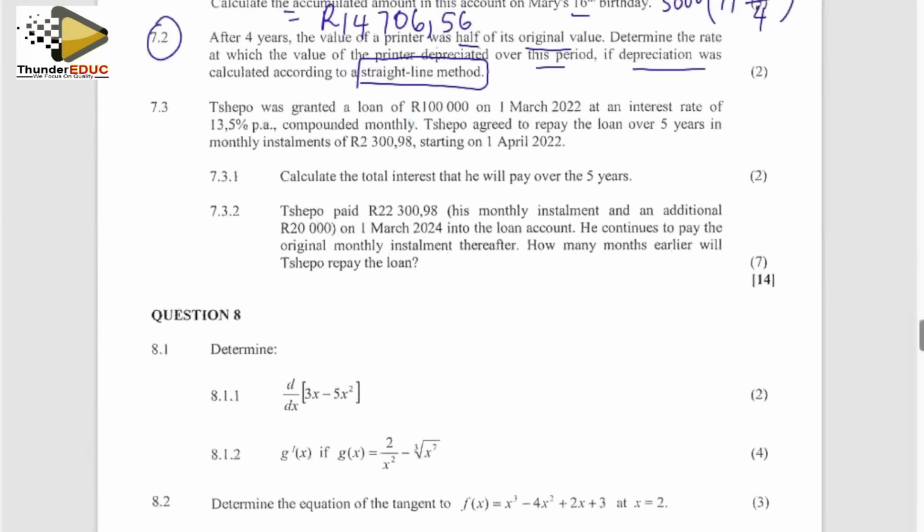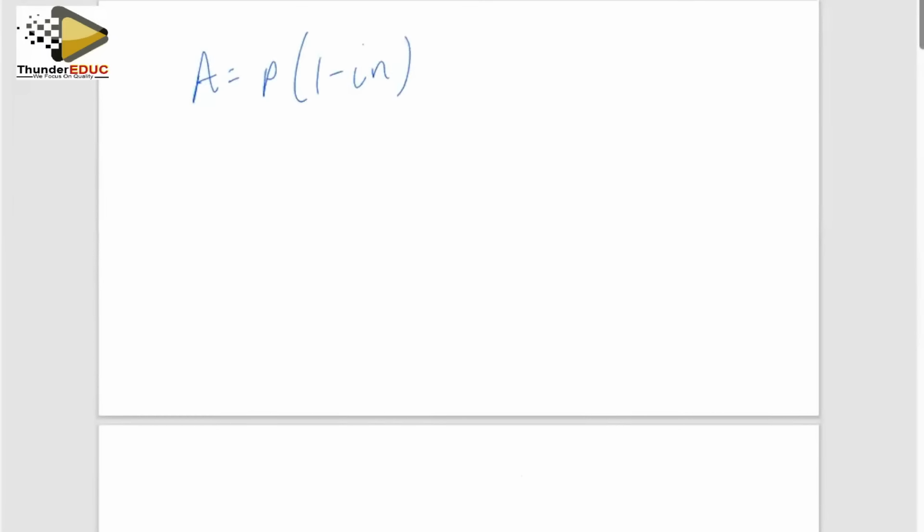Okay, so what we're doing is that we're going to use the straight line depreciation. So that's going to be A is equal to P into 1 minus in. Now, we don't know what the book value is, but they told us it's just half. So if the original value is P, this must be a half of P, times 1 minus, how many years are we looking at? 4 years. So minus 4i. Divide both sides by P, so a half is equal to 1 minus 4i.